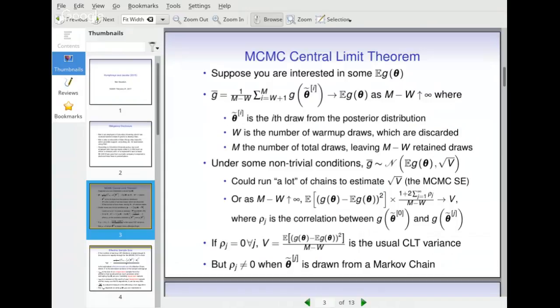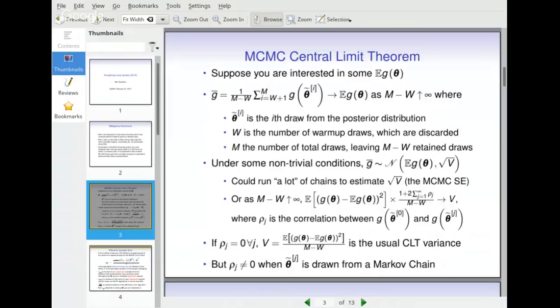How far apart could they be? Well, under some non-trivial conditions, this estimator, the average of a bunch of draws, is going to have a normal distribution across chains. What's the expectation of that normal distribution? It's going to be the true expectation of the G function we're estimating. What's the variance, or what's the standard deviation of that normal distribution? Here, that's called the square root of V. But conceptually, it's the Markov chain Monte Carlo standard error. We want this to be small. We can estimate it.